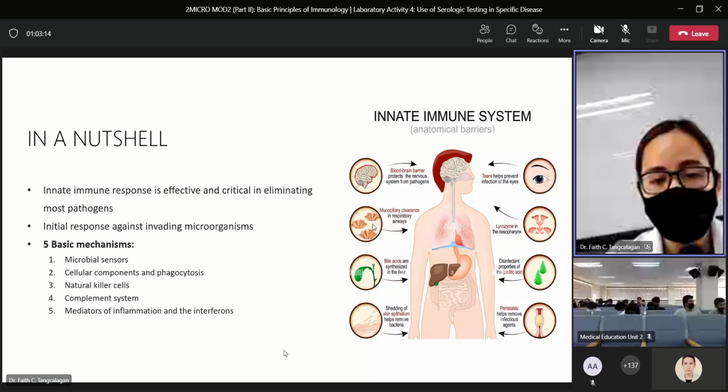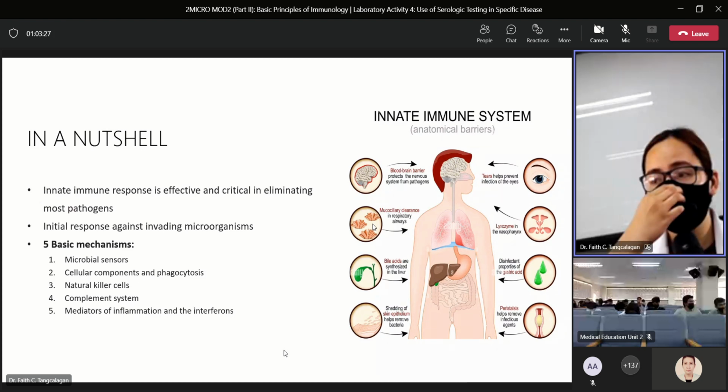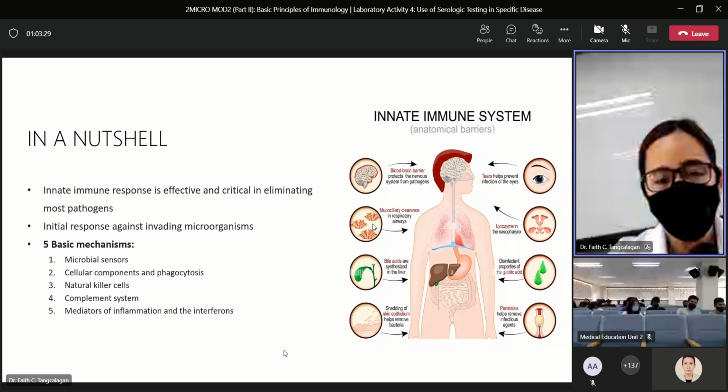Immune cell response and also the cell-mediated immune response. So it's basically a very long topic, but I'll try to make it simple but also understandable. Okay. So anyway, to review, the innate immune system is the one responsible for eliminating most of the pathogens because it's our first line of defense.